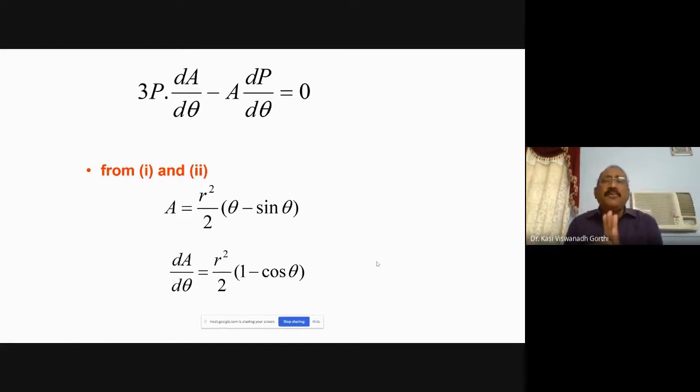Now you are left with 4 parameters here. One is P, the wetted perimeter, dP by d theta, its differential, A, the area, dA by d theta, its differential. If you know all these 4 values, you can substitute in this equation and solve for theta. P is the perimeter, r into theta, and A is r square by 2 into theta minus sin theta. So dA by d theta will be r square by 2 into 1 minus cos theta.